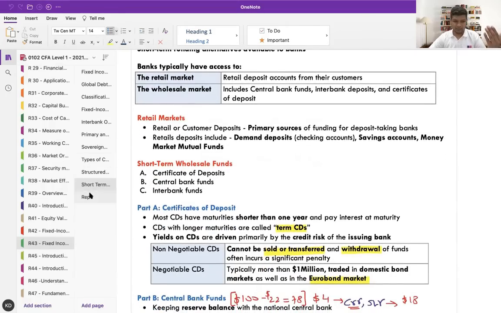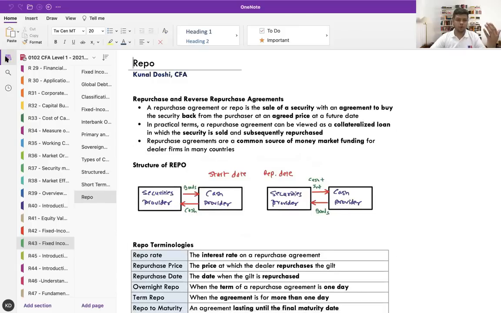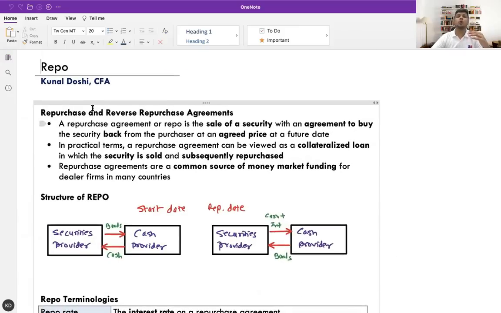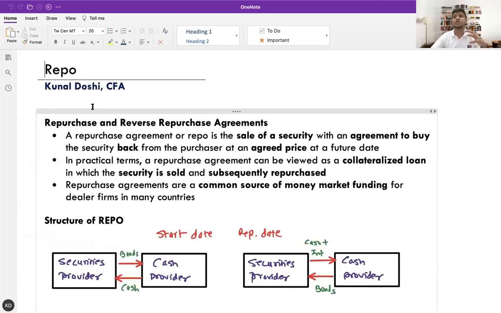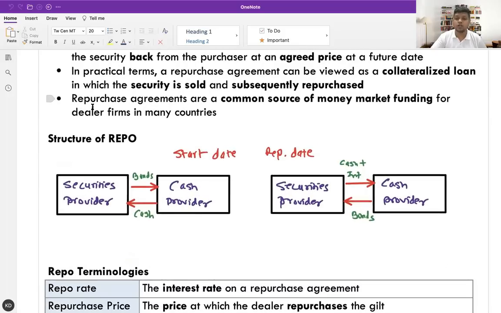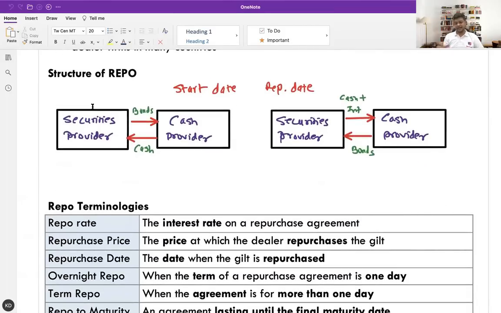Now comes the last part of this section, that is called repo. Repo is something we are very much aware of because it's more used in Commonwealth nations like the UK, India, Australia, and so on. Repo is short for repurchase agreement. How does it work? It works in an interesting way. I'll directly go to the structures so that it can get connected easily.